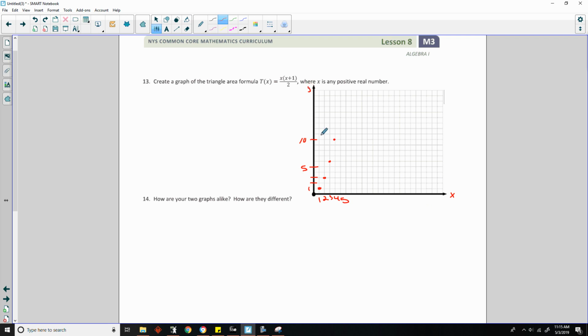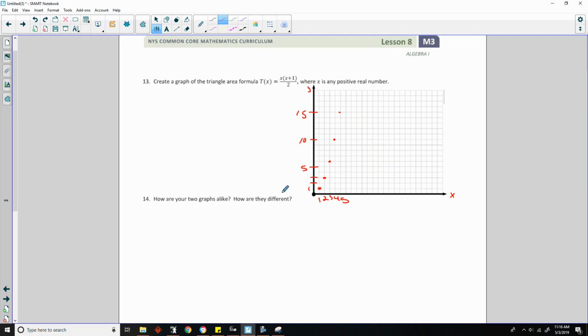All right, and then 5. 5 times 5 plus 1, which is 6. 5 times 6 is 30. Divided by 2 is 15. 1, 2, 3, 4, 5. 15 is right here. And there it is. So it's hard to tell on this, but it is growing faster. We only went up 1 here, then we went up 2, then we went up 3, then we went up 4, then we went up 5, then we're obviously going to go up 6, and so on and so on.